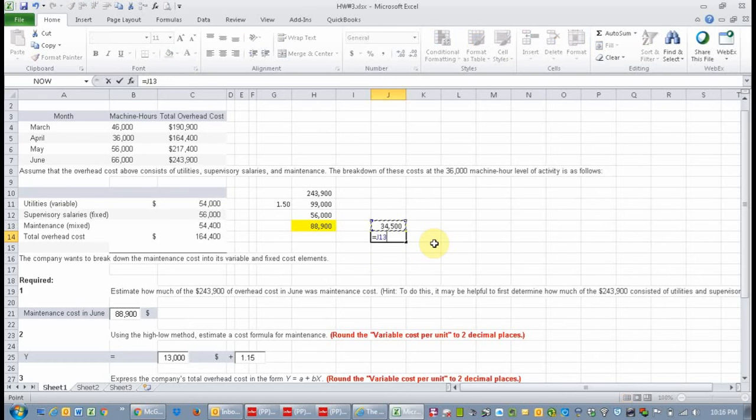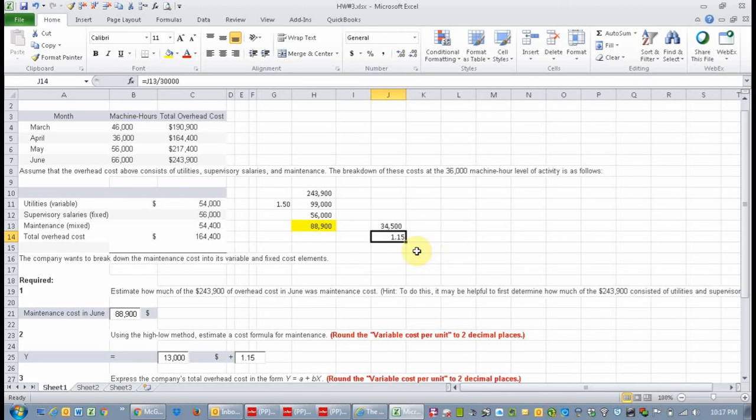$34,500. You're now going to divide that by the difference between the machine hours in June, which is 66,000, and the April hours, which is 36,000, which is a difference of 30,000 hours. And that gives you a rate of $1.15. That is your variable rate. Okay, so now we know the variable portion of the maintenance cost because it's the difference in cost divided by the difference in hours. That's the high-low method.